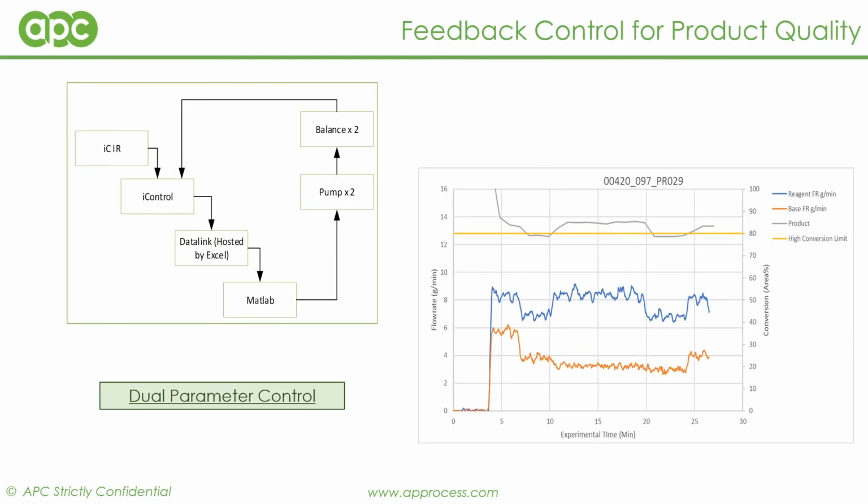So by moving to MATLAB, the pumps were directly controlled by this software now. We had to decouple them from the iControl software. As you can see from the flow diagram on the left-hand side, the data that fed into iControl really was just the IR data and also the balances. These were exported then to Excel via the data link tool, and all of this information was then grabbed by MATLAB to feed into the algorithm where the actual feedback control loop was iterated.